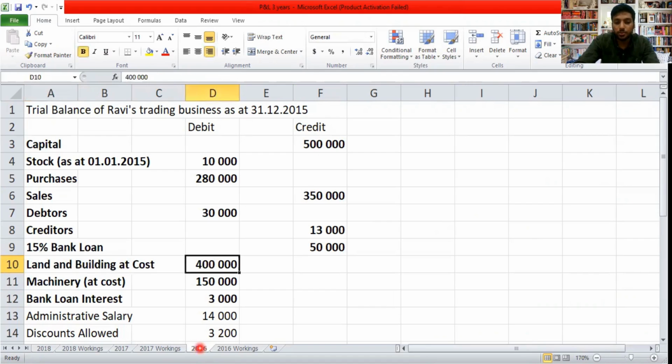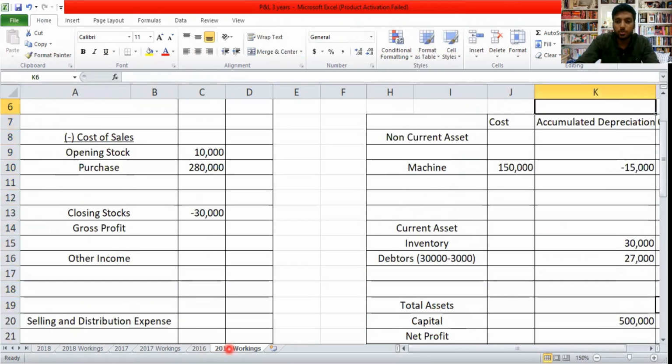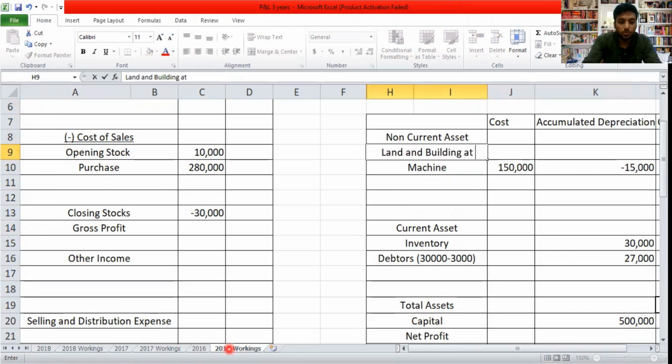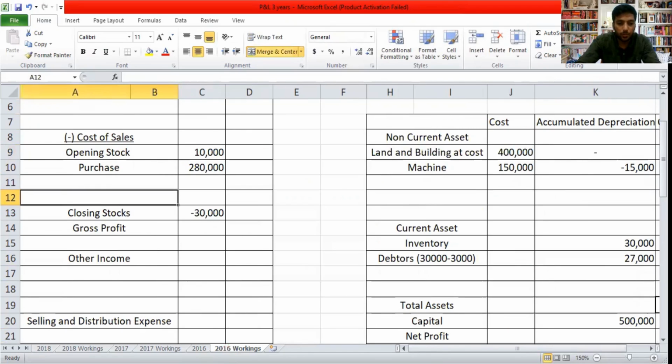Land and building at cost is 400,000. So you will take land and building at cost 400,000. Yeah, and on current asset, you have land and building at cost 400,000. There's no accumulated depreciation. You will write here 400,000. Altogether, you have non-current assets 535,000. So I think we are done with all the adjustments.